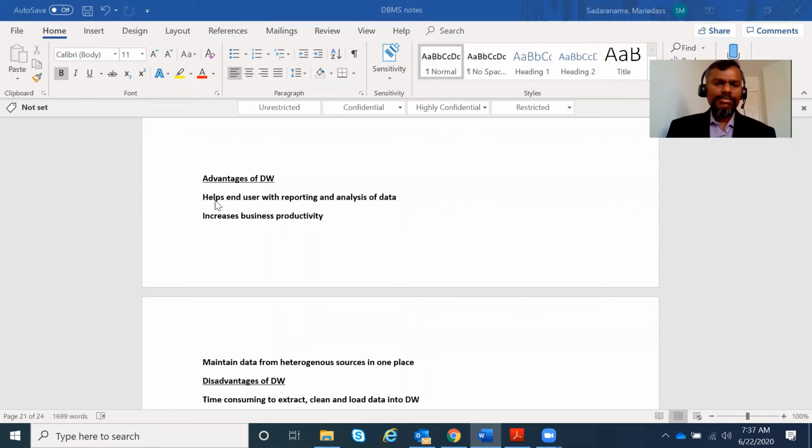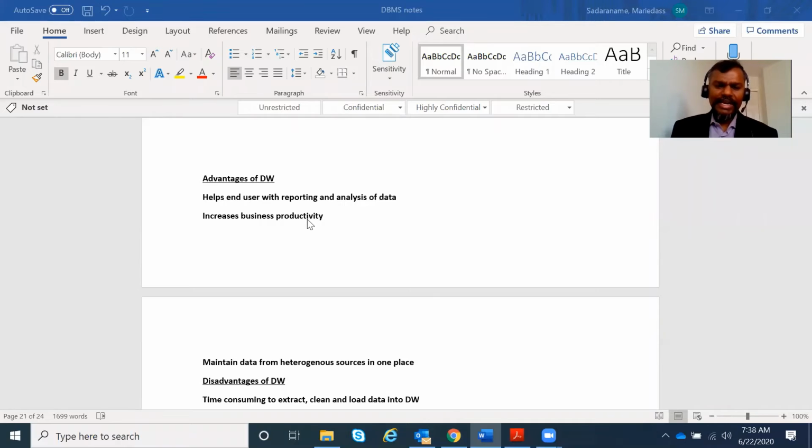So data warehouse helps the end user with reporting and analysis. In this case, the end user is basically not the customer. It's for the organization, right? So it's basically for the data scientist. The data scientist knows how to report and analyze the data. It increases the business productivity. That's what we've been talking about, right? Productivity. You know where to sell your products now.